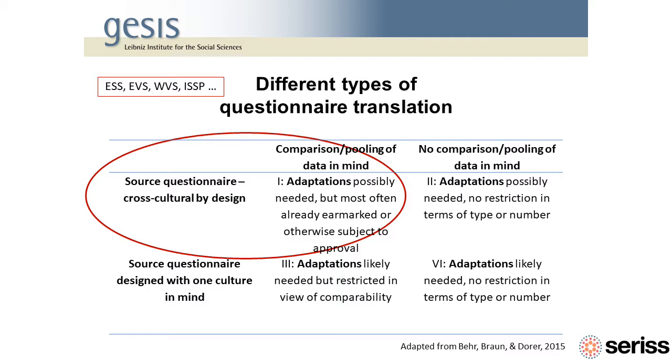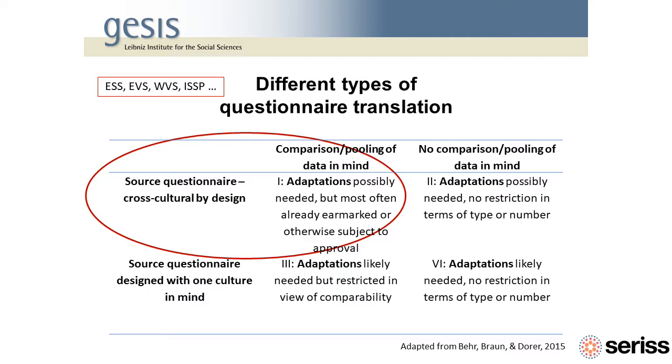I want to zoom in now on this first cell. This is basically how questionnaires are produced and translated in many large-scale cross-national surveys, such as the ESS, the EBS, the WVS, the ISSP. So essentially what happens in these surveys, you've got a source questionnaire that is already developed in view of translatability and cultural relevance for the different countries. So the teams working on the source questionnaire produce a source instrument that is as translatable as possible, that is culturally relevant in the different countries participating in the study.